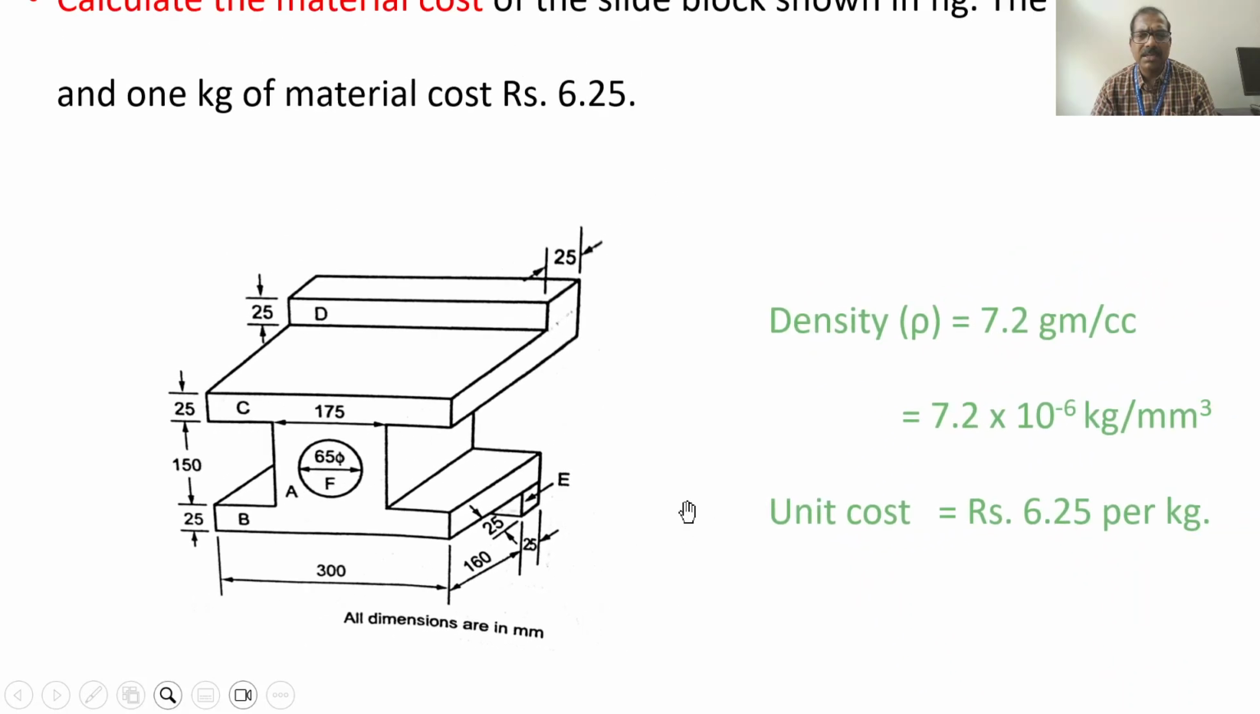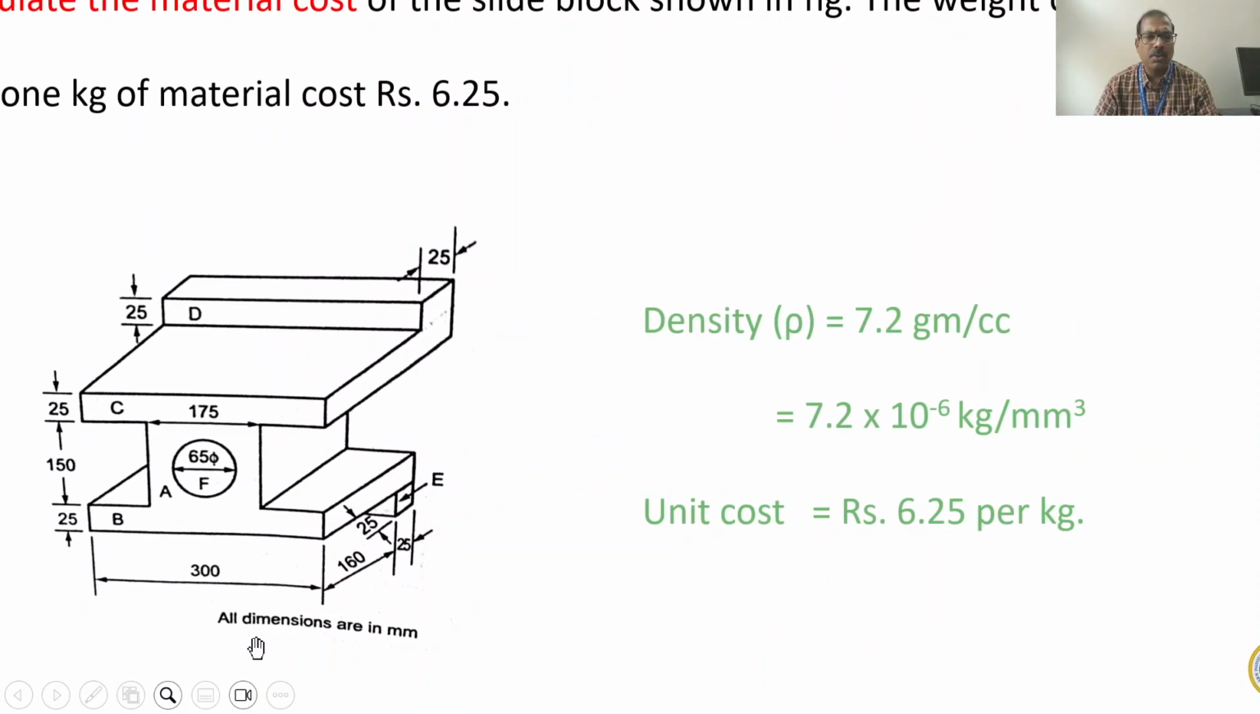All the dimensions are given in millimeters. Here it is 300 by 25. B and C are almost the same; they have the same cross section, like a rectangular block with 25 height, 300 length, and 160. 160 plus 25 is the overall length. Similarly, D and E are almost the same, 25 by 25 with a length of 300. Similarly E is also the same.